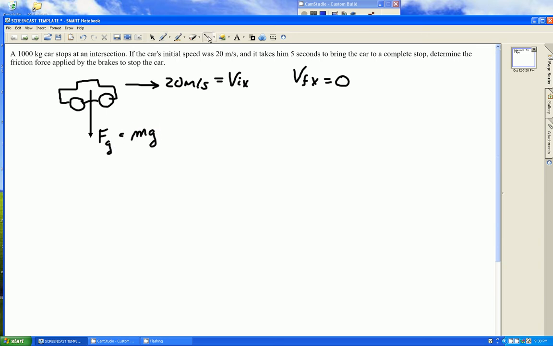What other forces are acting on the car? Well, there's the normal force acting by the road onto the car at the tires. Since there's no acceleration, no movement in the vertical direction, the normal force will effectively be equal to the force of gravity.